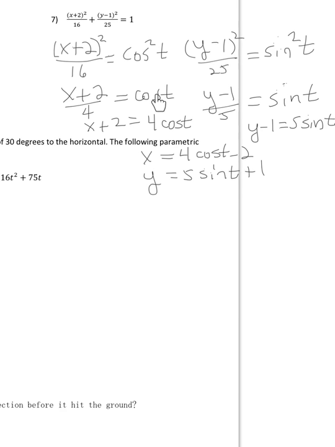So we multiply both sides by 4. I get x plus 2 equals 4 cosine t, and then I subtract the 2. So x equals 4 cosine t minus 2. That's my x parametric equation. And then I do the same thing for y. I multiply both sides by 5, so I got y minus 1 equals 5 sine t, and then I added 1 to both sides. So I got y equals 5 sine t plus 1. And those are my two parametric equations for this ellipse.